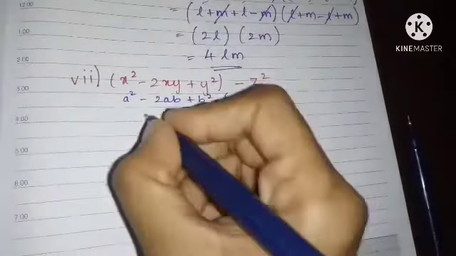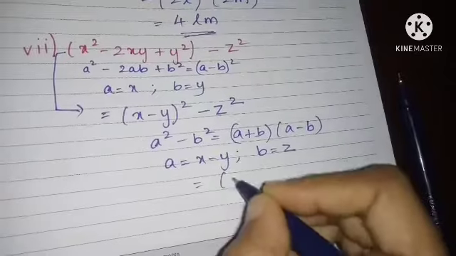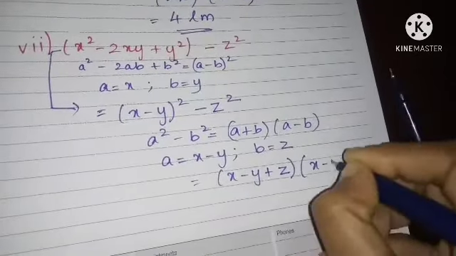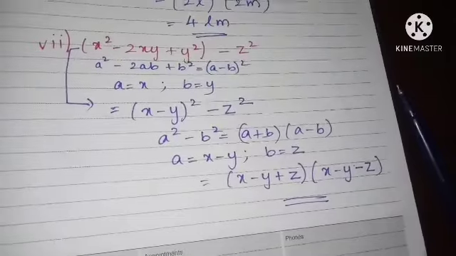See children, when you work out more problems in this exercise only, you will understand it clearly. See, this comes under the a minus b the whole square formula. So x minus y the whole square minus z square. Now this looks like a square minus b square. What is a? x minus y. b is z. A plus b means x minus y plus z, into x minus y minus z, a minus b. That's all. This is your final answer.